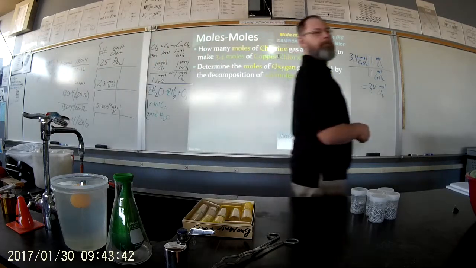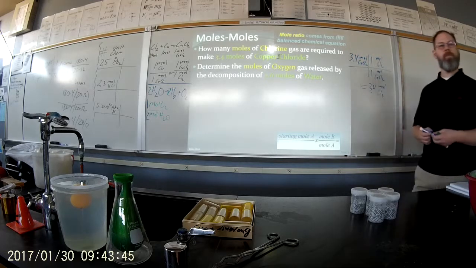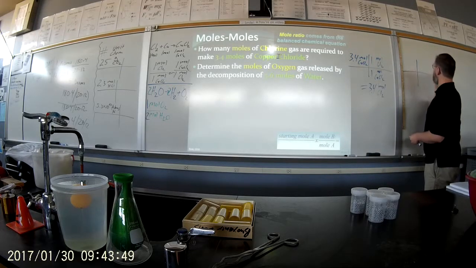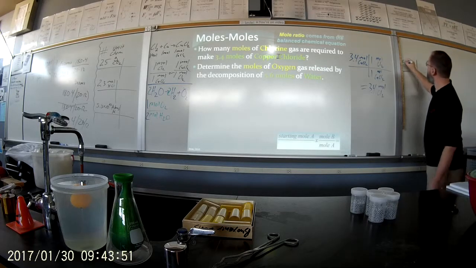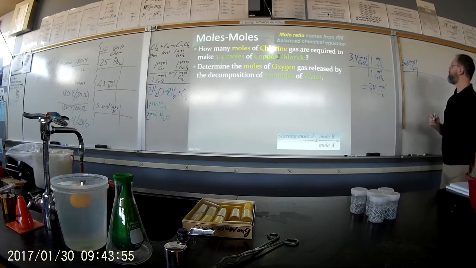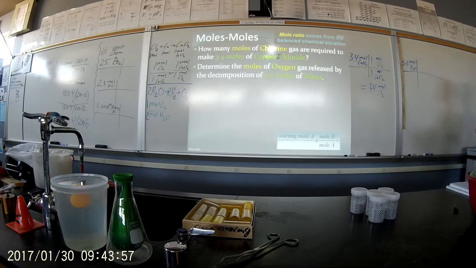What's next? You make a T-chart. Good. Make a T-chart. Our given unit is 5.6 moles H2O. Moles of H2O. Where would I be without you guys? Mistakes all over the place.